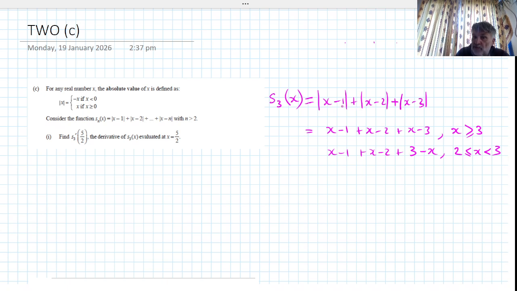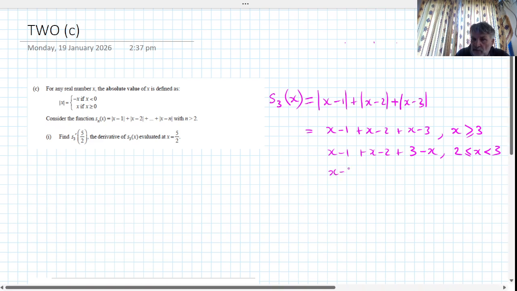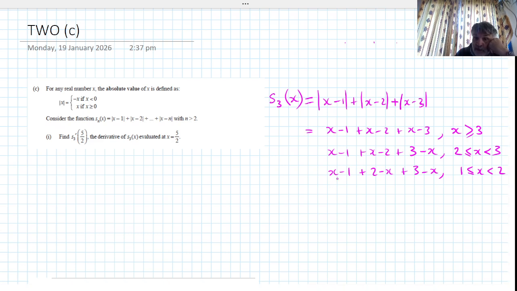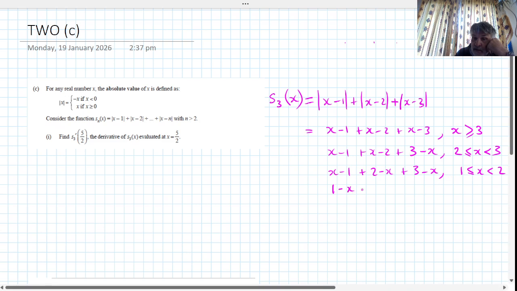And similarly, if x is between 1 and 2, now this one's positive and these two inside are both negative, so that when we do the absolute value, we get the opposite. And that's for 1 less than or equal to x less than 2. And finally, if we're smaller than 1, then all of these terms will be negative inside the absolute value, so we have to negate them all.